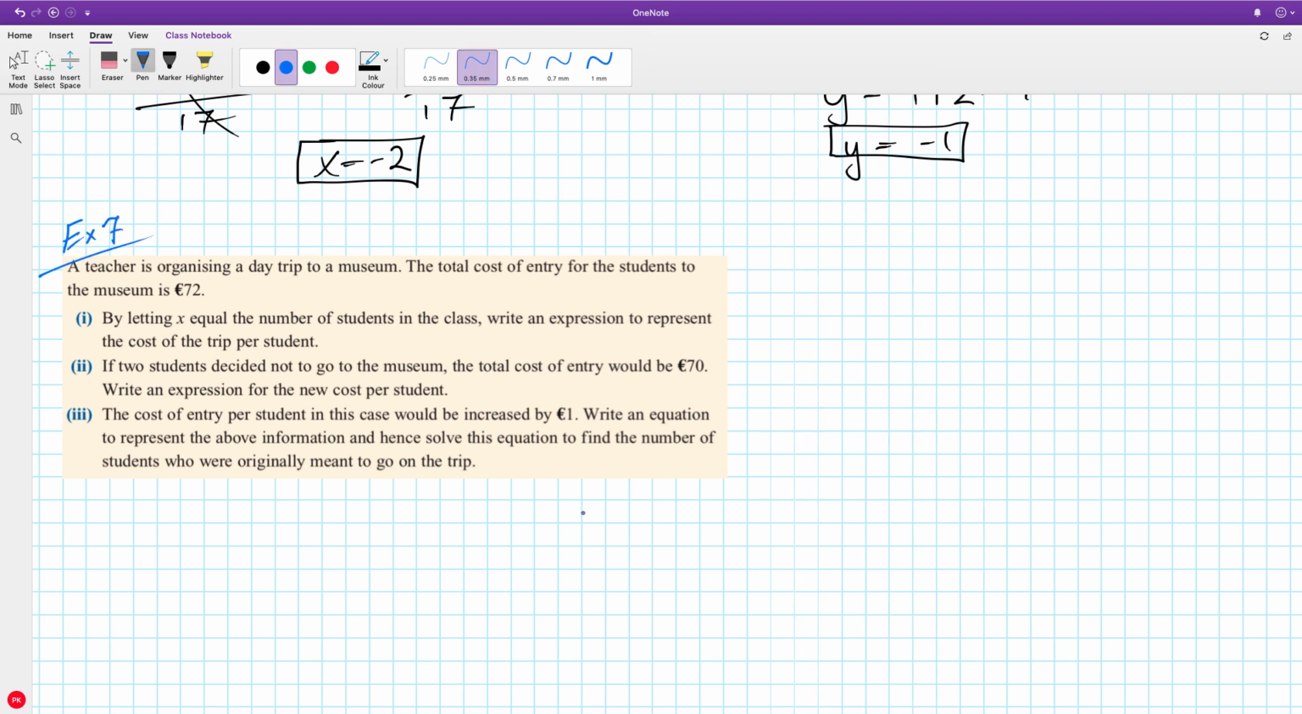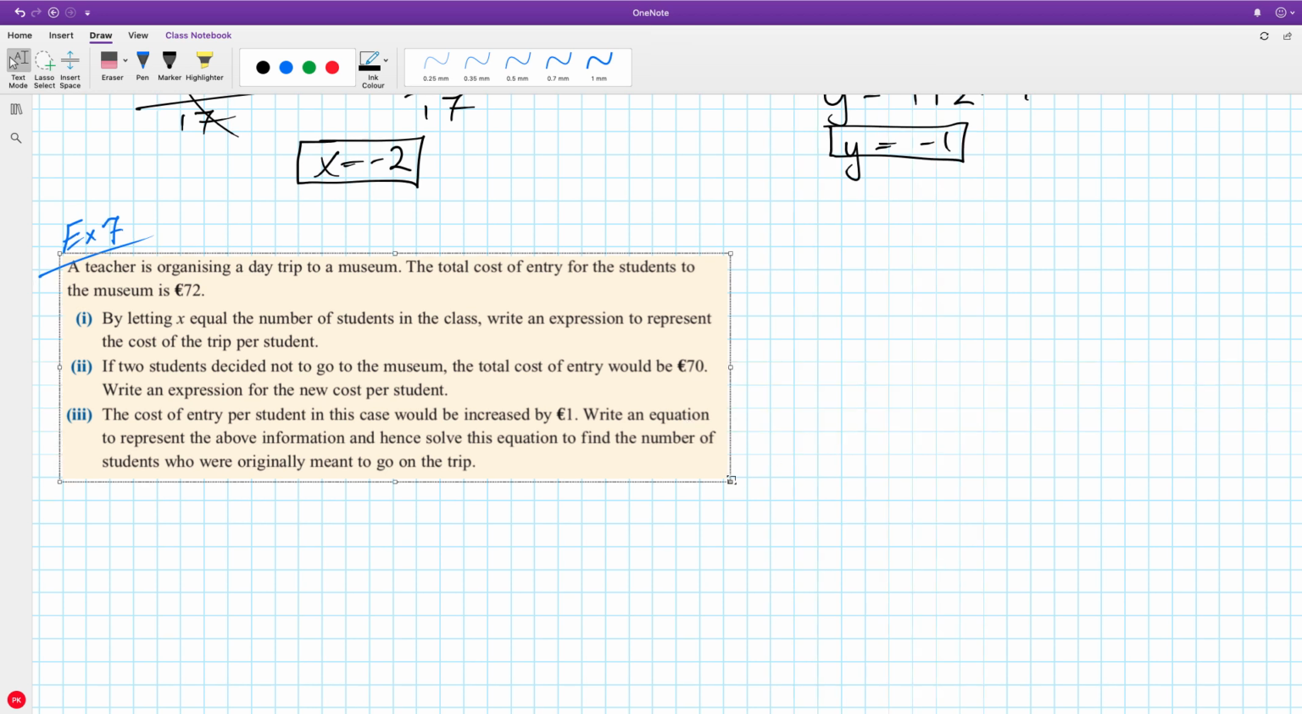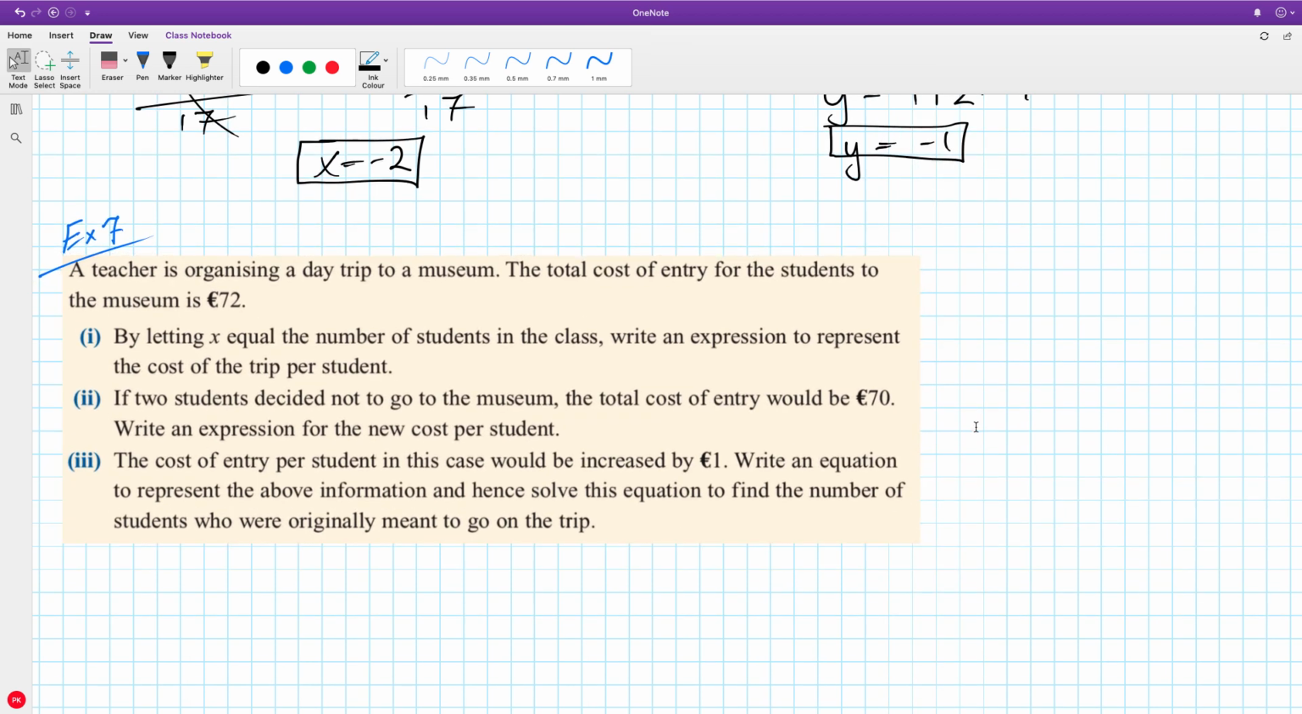So we're back to quadratics and looking at creating the equation. This could be the biggest problem with linear. Right. Teachers organising a trip to the cuisine. The total cost of entry for the students to the cuisine is €72.